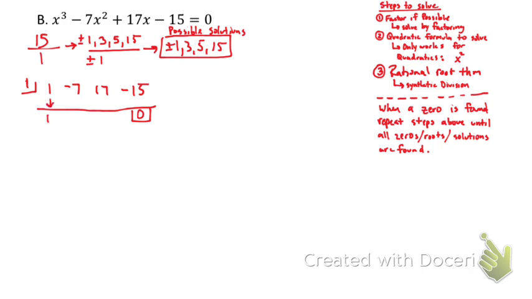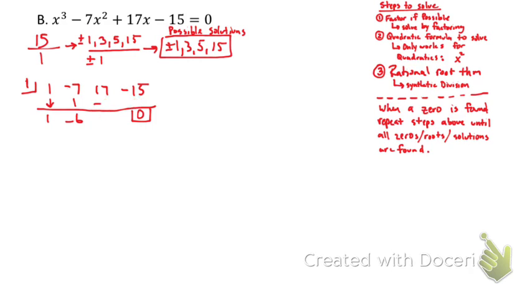Bring down the 1, that gives me 1. Negative 7 and 1, that's negative 6. That's negative 6. That gives me positive 11. And that gives me positive 11 here. It's not going to equal 0, so that means 1 is not the solution.